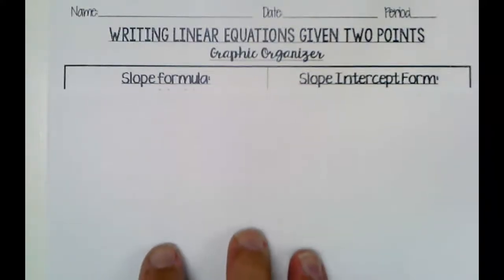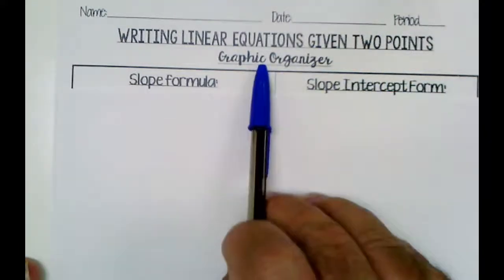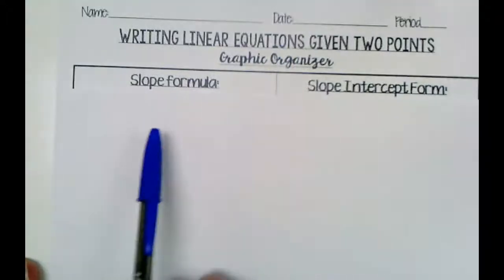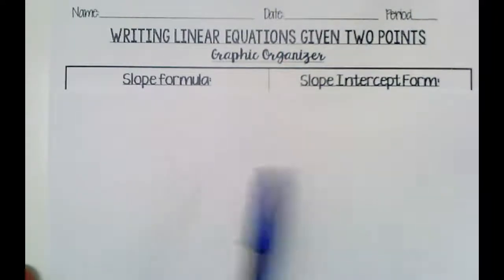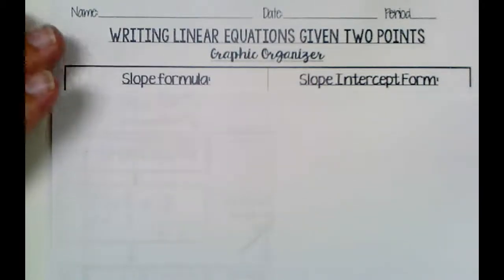Today we're going to be talking about writing linear equations when we're given 2 points and only 2 points. We're going to be filling out this graphic organizer, so we're going to go ahead and get started. The first thing that we need to get started with is the slope formula.